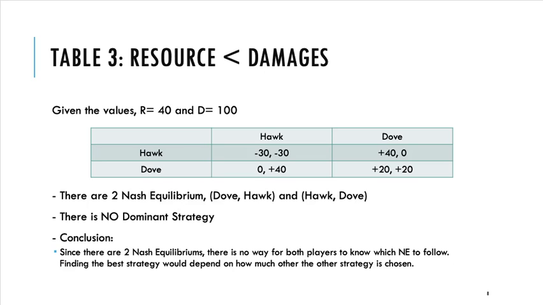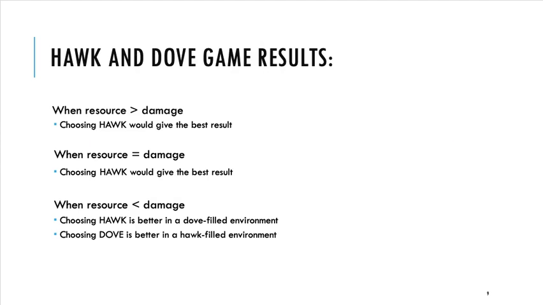In table 3, however, as we can see that there are already two Nash equilibriums and there is no dominant strategy. So our conclusion here is that we need to know what strategy the other player chose so that we can choose the best strategy for both. These are the results of the hawk and dove game.